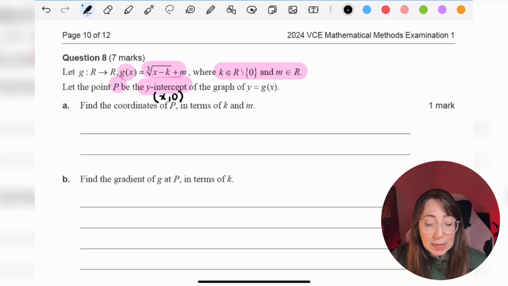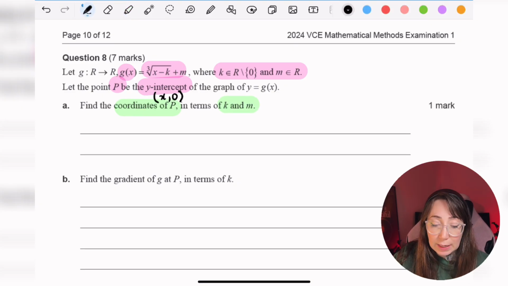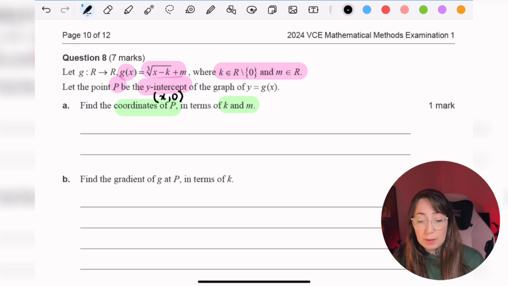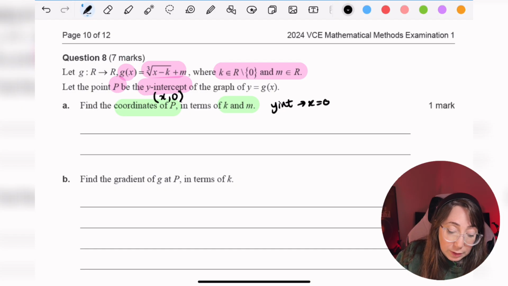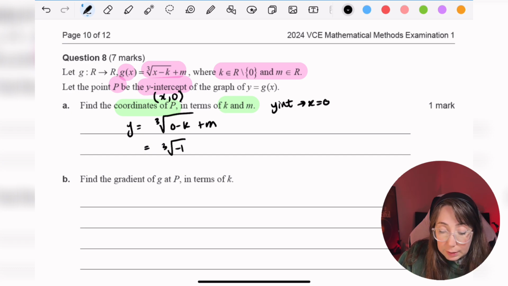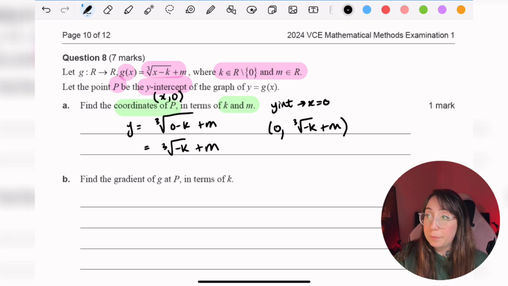So we're going to start with part A. It says find the coordinates of P. That's our instruction, find the coordinates of P in terms of k and m. So when we say in terms of k and m, we want k and m to be within that coordinate there. Okay, pretty straightforward. It's basically just trying to tell us find the y-intercept of this graph. The y-intercept, of course, we know is where x is equal to 0. So we're just going to find y is equal to the cube root of 0 minus k, plus m. That'll just be the cube root of negative k, plus m. And so as a coordinate, that's just 0, cube root of negative k, plus m. So that's that first part there.